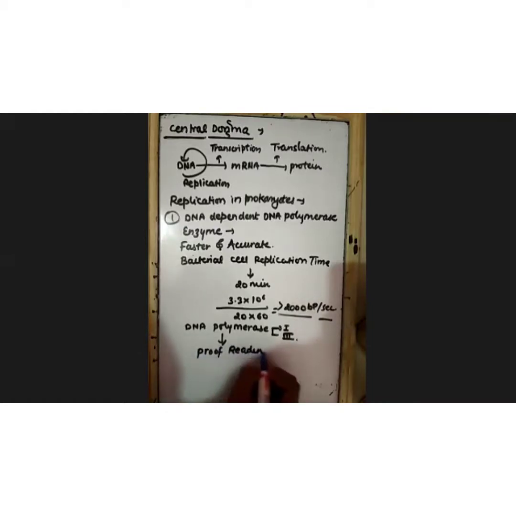Now what is the proofreading? When the polymerization is over, we have to see whether the polymerization was done in an accurate, right manner or not. To see that, we have to do proofreading. We have to analyze the sequence on the DNA. So the DNA polymerase first and third will analyze the sequences on the DNA.